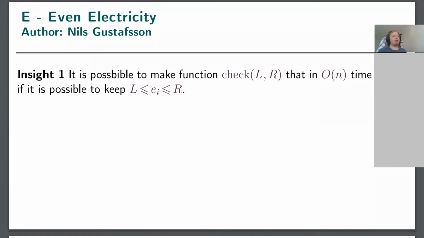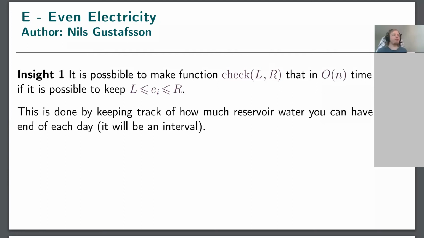One insight is that we could make a function, let's call it check(L, R). That function checks whether it is possible to keep the energy production for every day between L and R. We can actually make such a function run in order n time. So this is not exactly solving the problem, but it's almost solving the problem.